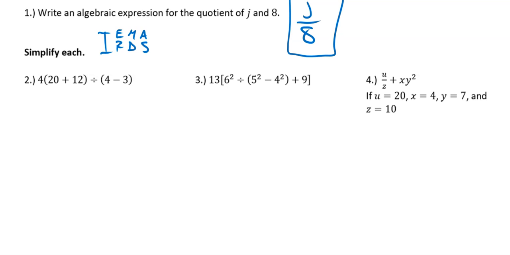Remember, the reason I stack them is there is a tie here. These are tied, so the tiebreaker is left to right.